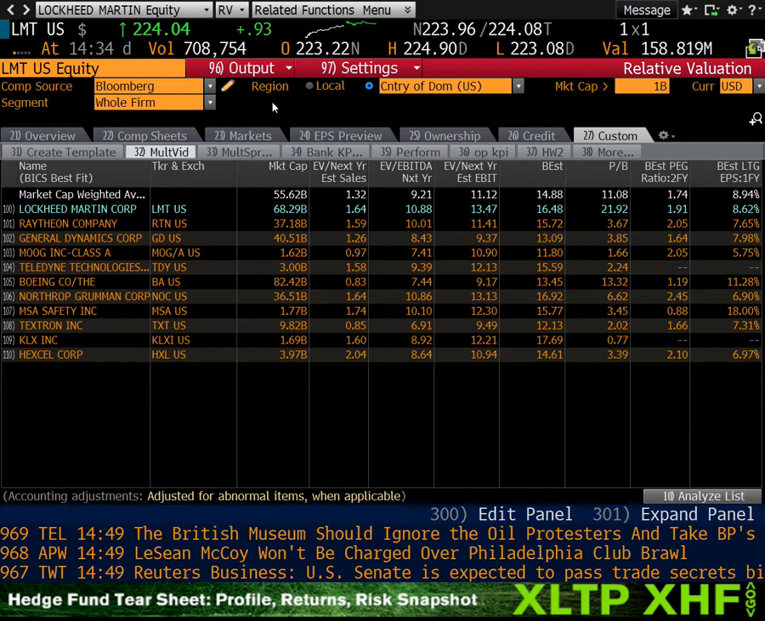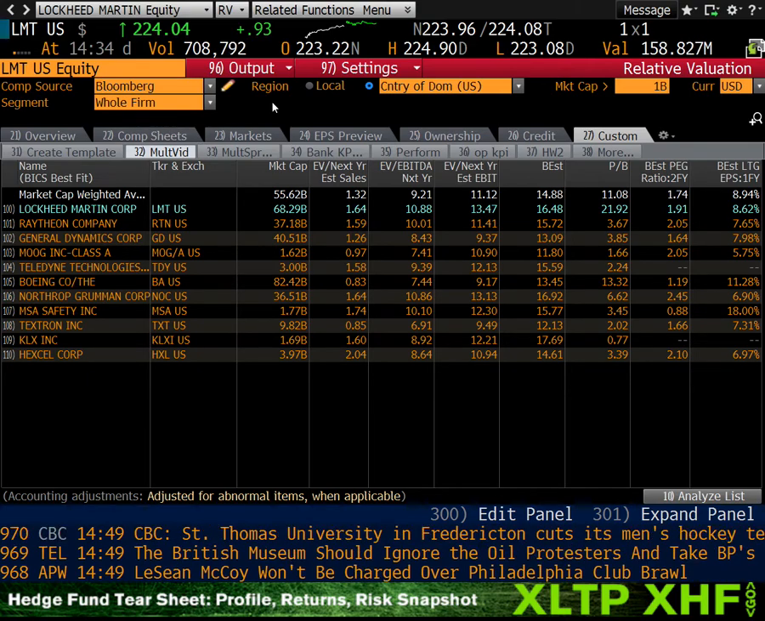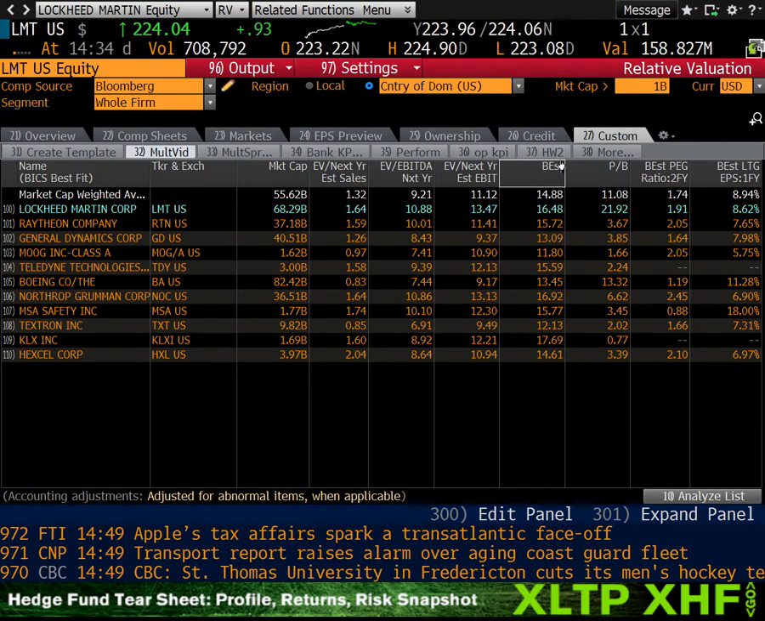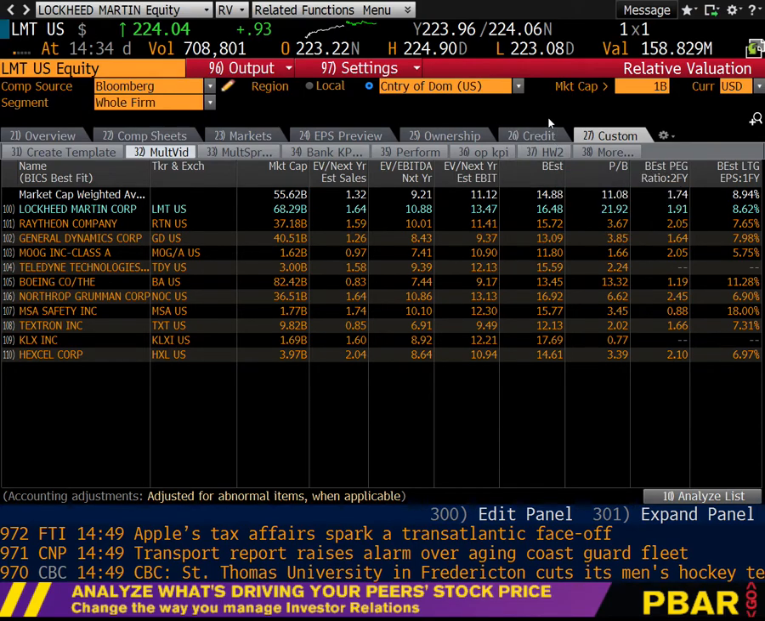So let's talk about growth rates. Look at the growth rate of the industry, in the column on the right, 8.94%. Look at Lockheed Martin's growth rate, 8.62. Then look at the PEGs, and then look at the PEs. PE of Lockheed Martin is 16.48. PE of the industry is 14.88. What can we say about Lockheed Martin's spread versus the industry spread?